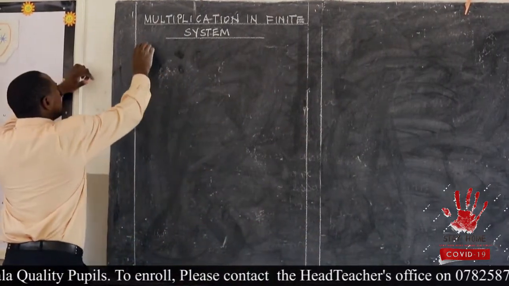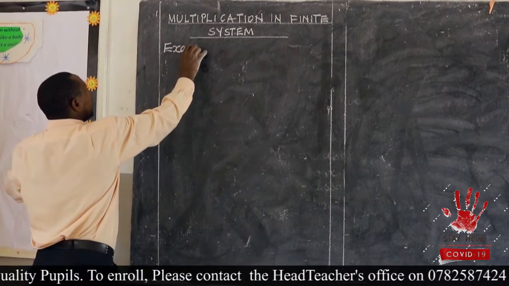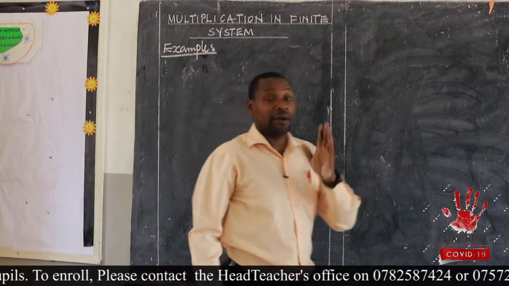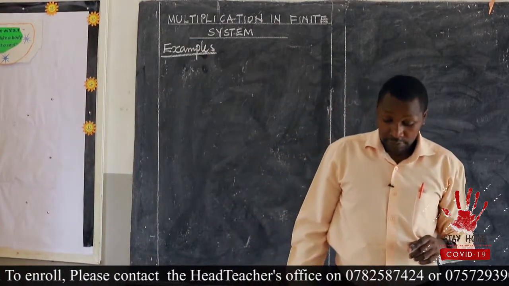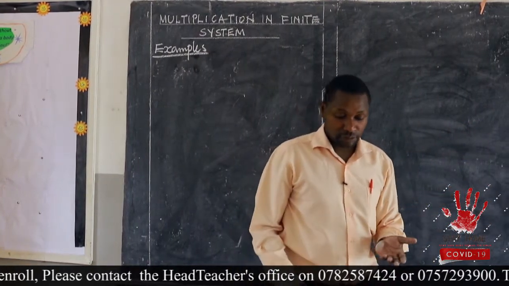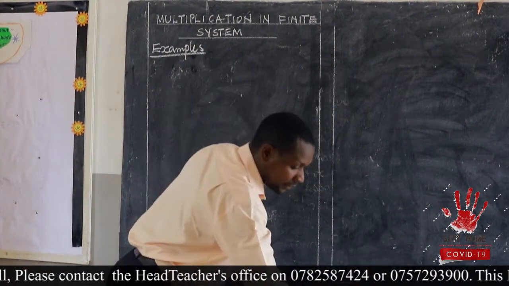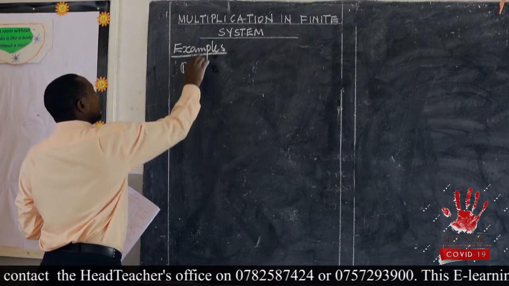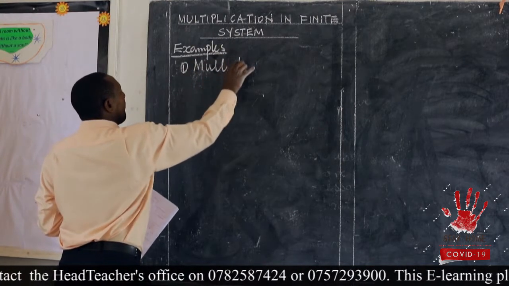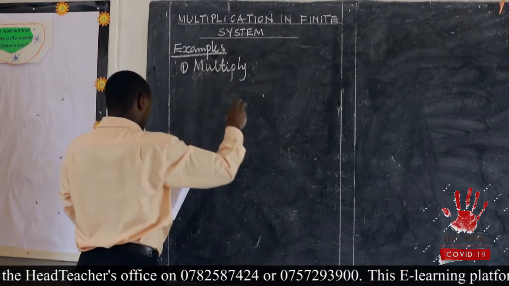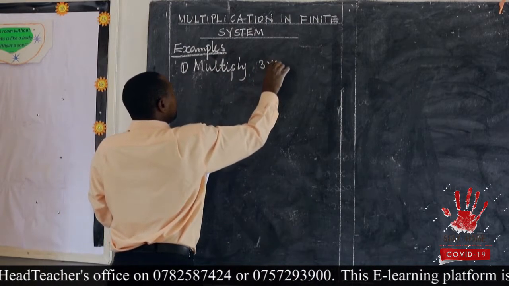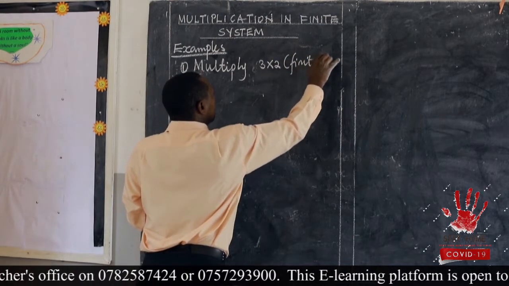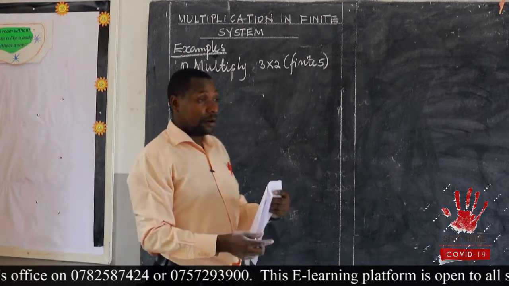If I take some examples that will really guide us through this lesson, I want you to watch very well, because after this, I have to give you what to do. Assume example one is telling us, multiply three times two, but this is finite five. Members, how do you go by this?